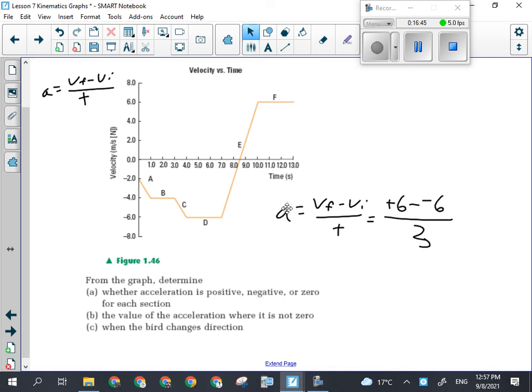Okay, tricky part. Obviously there's something else tricky, but what's the tricky part of this question? At what time does the bird change directions?